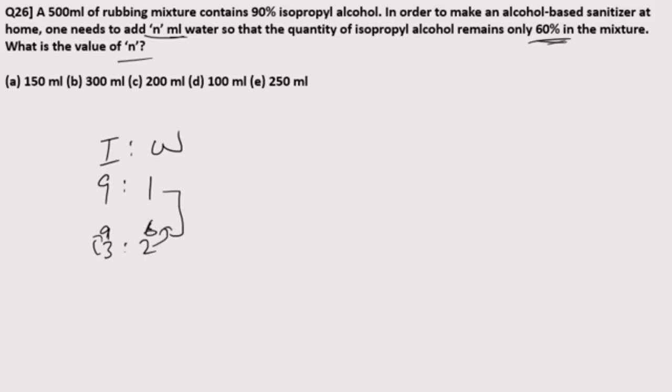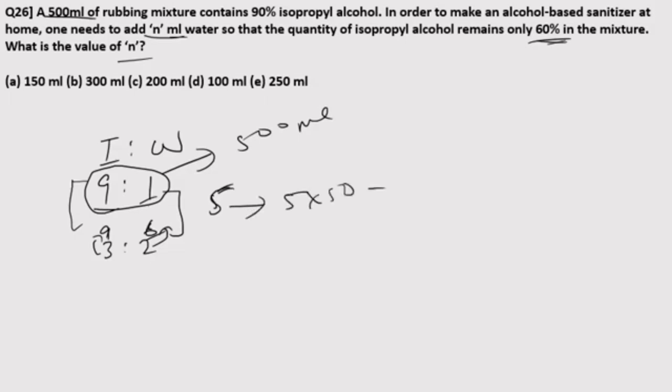Now isopropyl is same here. So how much water is getting added? From 1 to 6, 5 units are getting added. I know 9 plus 1, 10 units corresponds to 500 ml initial solution. So 10 units correspond to 500 ml, means 1 unit corresponds to 50 ml, right? So 5 units will correspond to 5 into 50, this is 250. Let's move to next question.